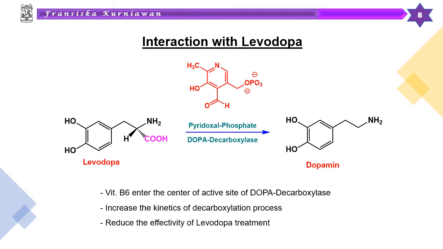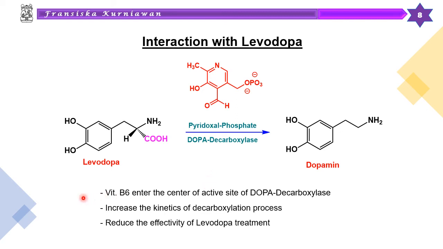And the last one is the interactions with the levodopa. So this is the structure of the levodopa, and this is the pyridoxal phosphate, and these are the reactions. The levodopa interacts with the pyridoxal phosphate, and it will change the levodopa into dopamine. So it will remove the COOH group. This reacts with the dopa decarboxylase.